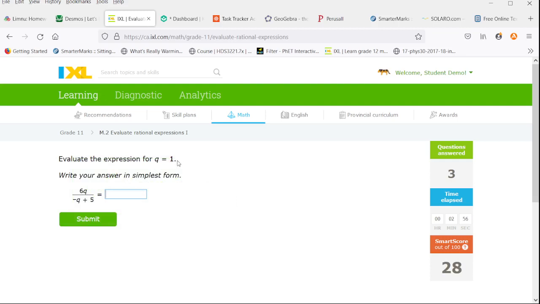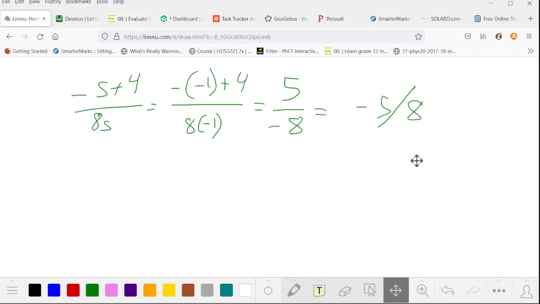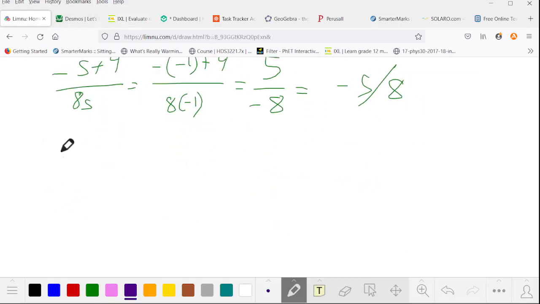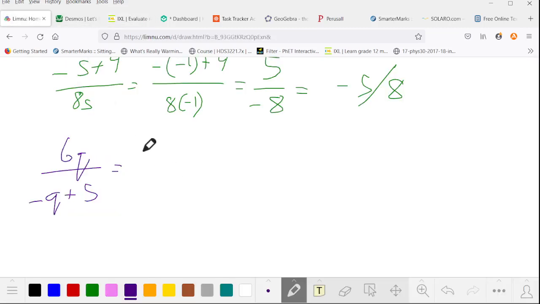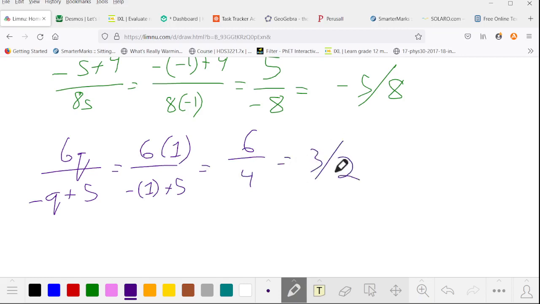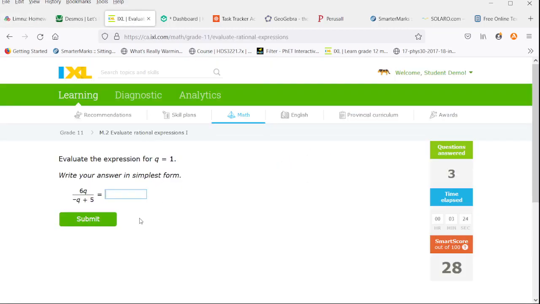We have q equals 1 for 6q over negative q plus 5. So 6q over negative q plus 5, evaluated, I believe it was q equals 1, yes. That's 6 times 1 over negative 1 plus 5, which is 6 over 4, or 3/2 as an improper fraction.